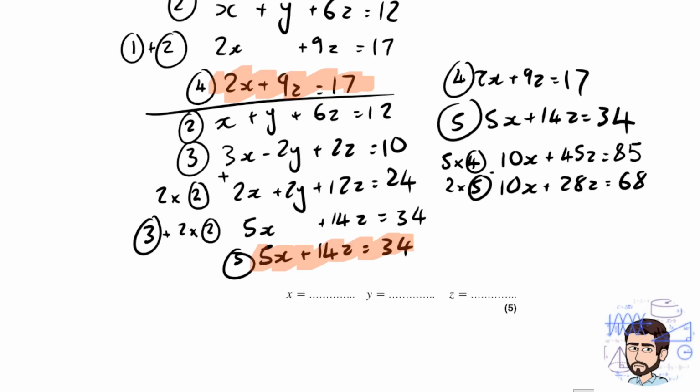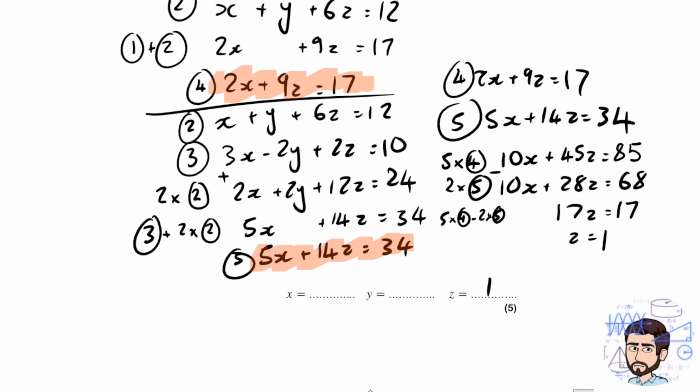I would subtract these rather than add, because 10x take away 10x is 0. So I'm going to do 5 lots of equation 4, take away 2 lots of equation 5. 10x take away 10x is 0. 45z take away 28z is 17z. 85 take away 68, that's going to be 17. So z equals 1.